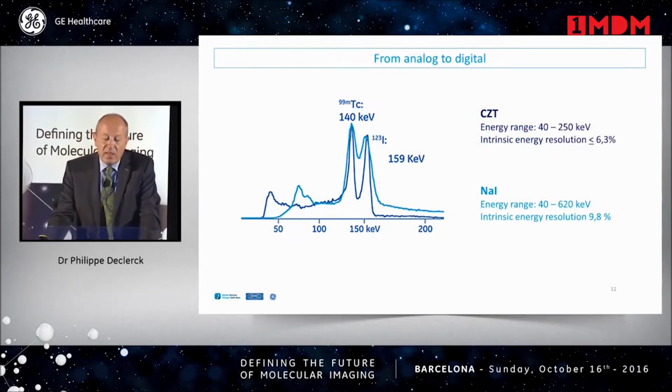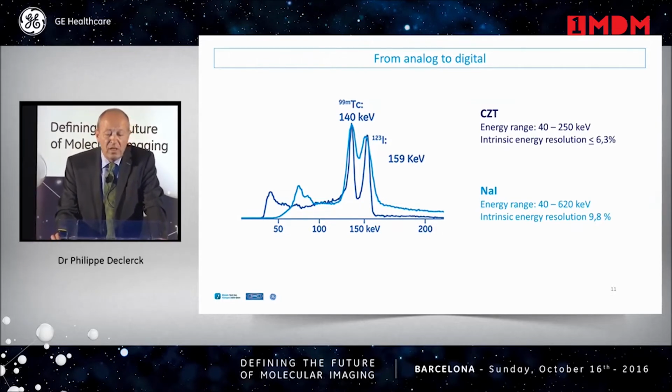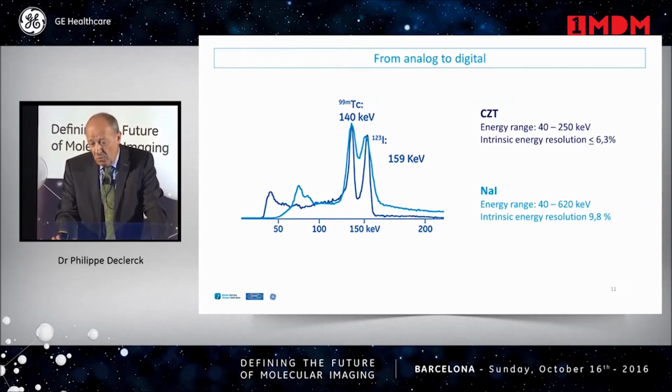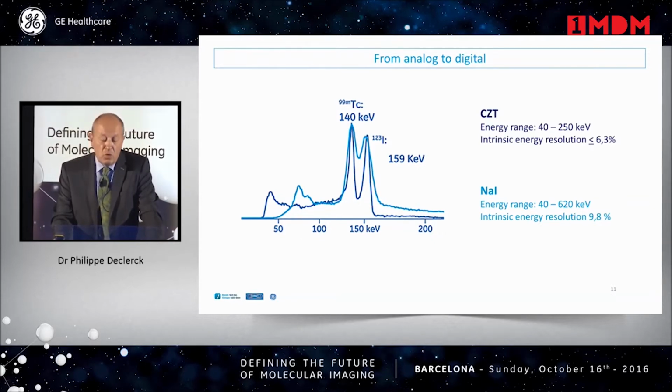And this slide is quite important. That is the energy resolution between the NaI detector, the photomultiplier, and the digital detector. And what you see is the sharper energy resolution with the new technology, the digital technology. That is very important because we can better differentiate and delineate different energies, and we have sharper images.